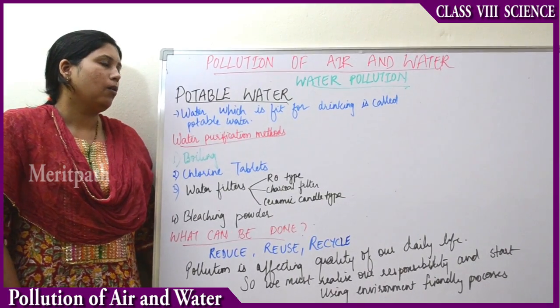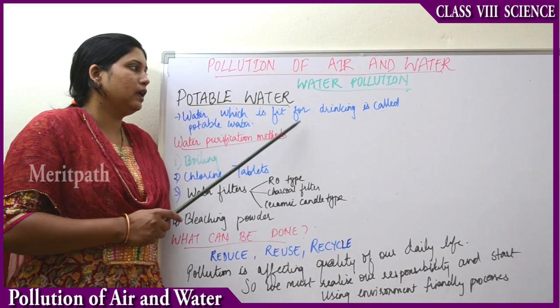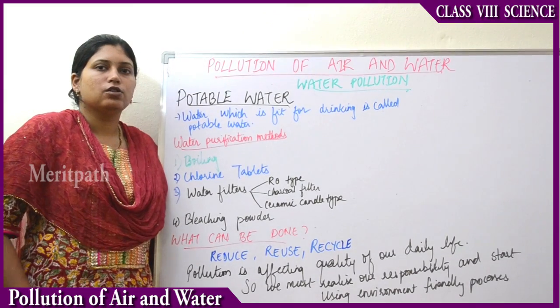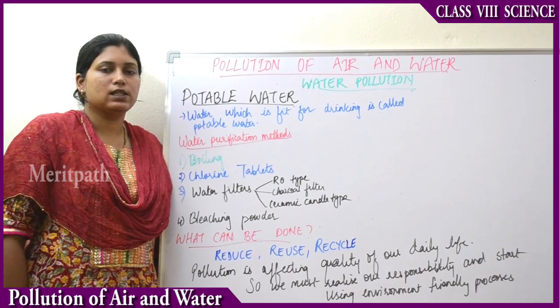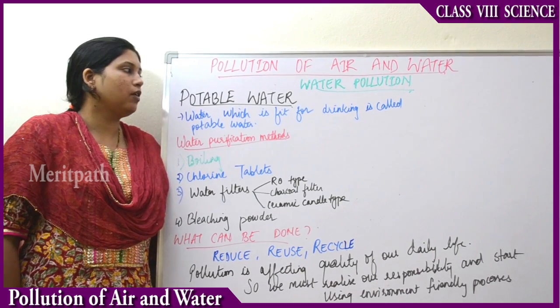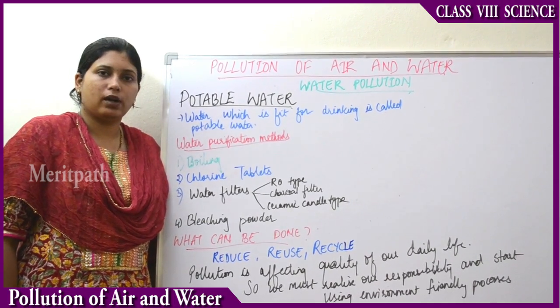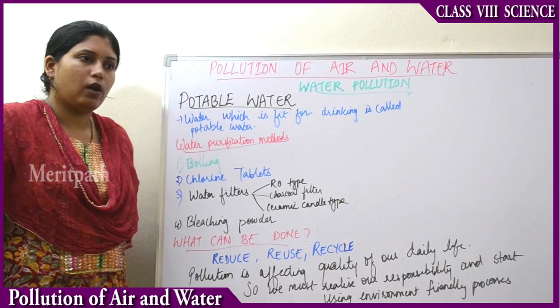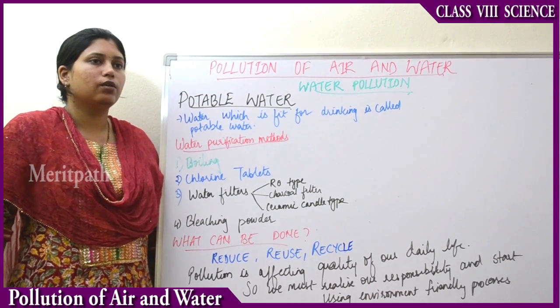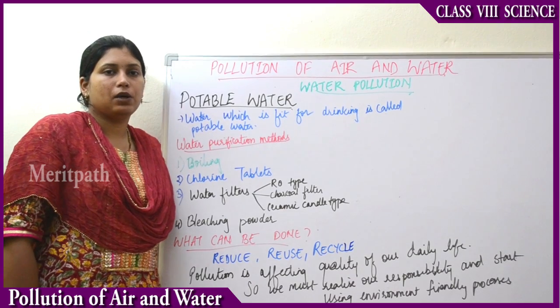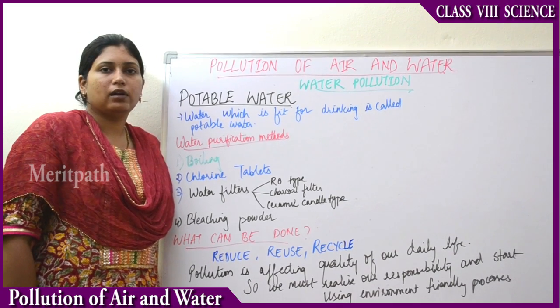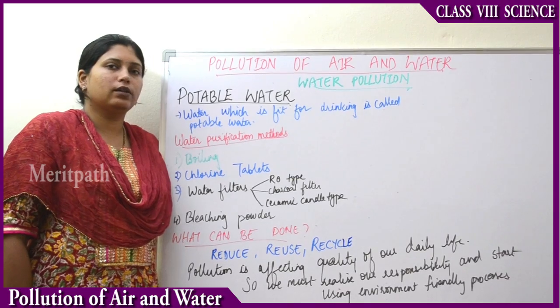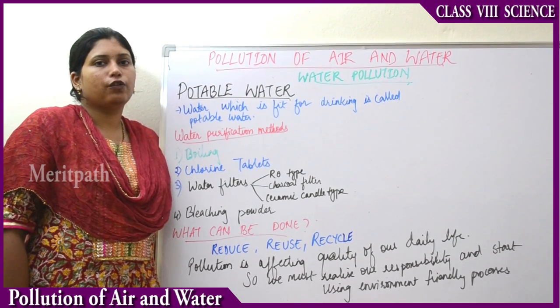Potable water. Water which is suitable for drinking is called potable water. So the definition of potable water is water which is suitable for drinking. Nowadays the quality of drinking water is not good. Many people even die because of polluted drinking water. So we have to ensure that all of them get purified water.